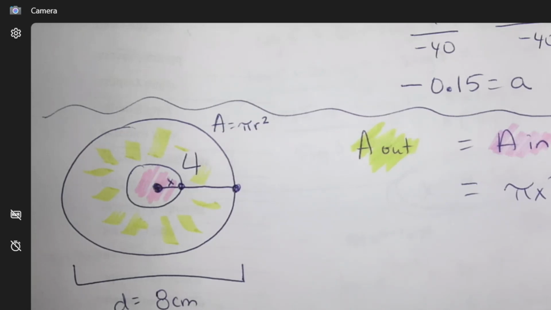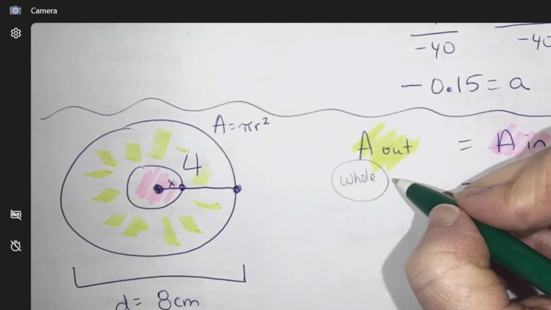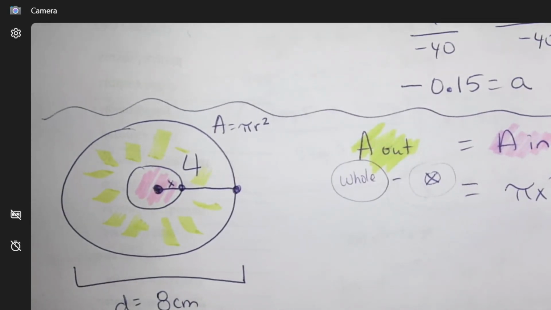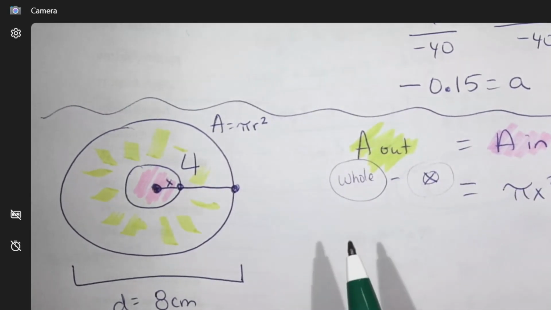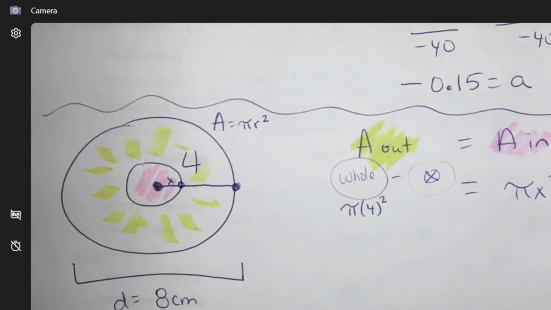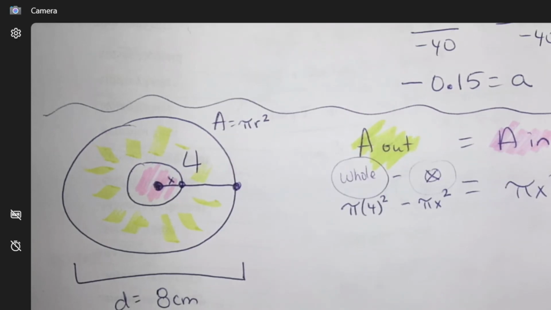How do I figure out the area of the perimeter part? You do the whole thing, and then you subtract the center, right? Would that make sense? Okay, so the whole thing is pi times 4 squared. Pi times 4 squared is the whole donut minus pi x squared. Okay, so this is applied. So at this point, we aren't going to do the algebra work. We could, but that's pre-calcy.